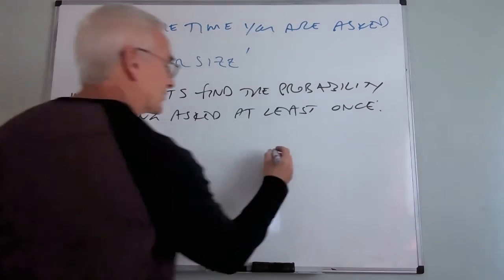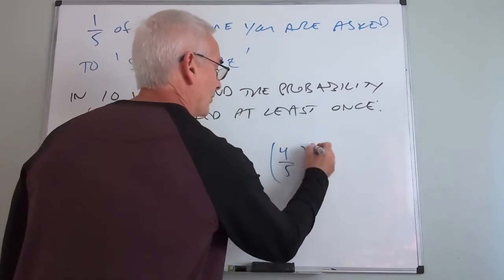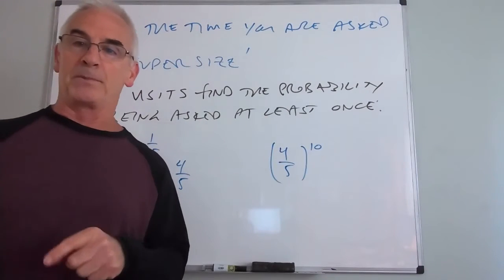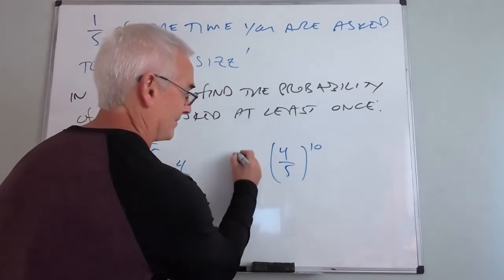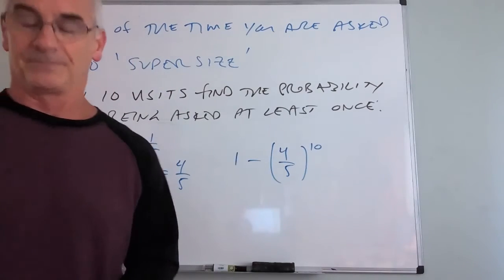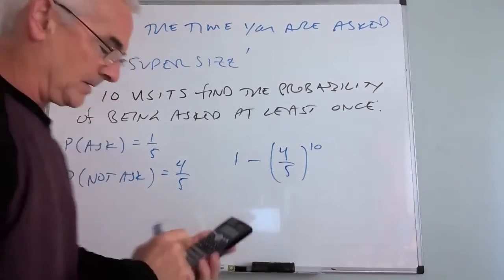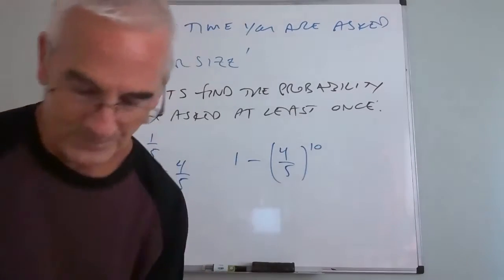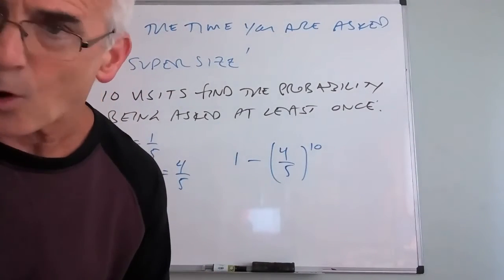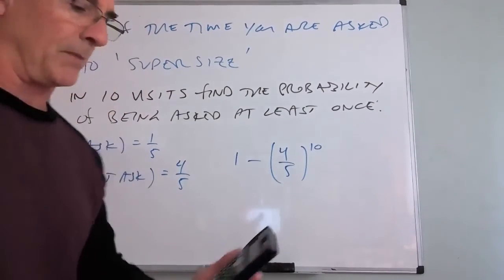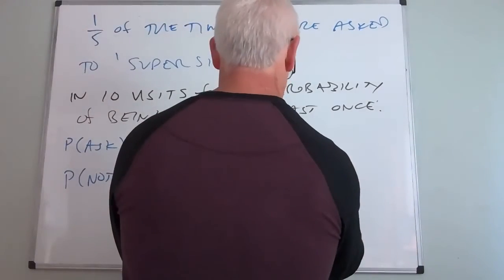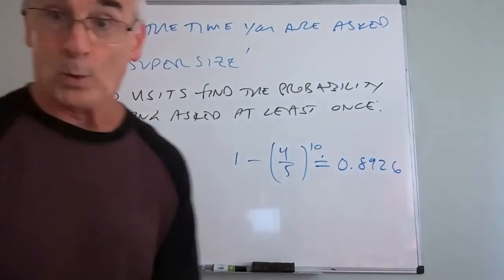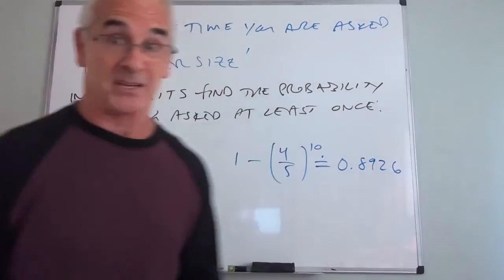10 times. So 4/5 to the 10th power, that is the probability that I was not asked all 10 times. So what's the probability that I'm asked at least once? 1 minus. So let's see what that comes out to be. Okay, so if the probability of being asked is only 1/5 and I go 10 times, what's the probability I'm asked at least once? Approximately 0.8926. Whoa. The probability is pretty high that I'm going to be asked more than once.